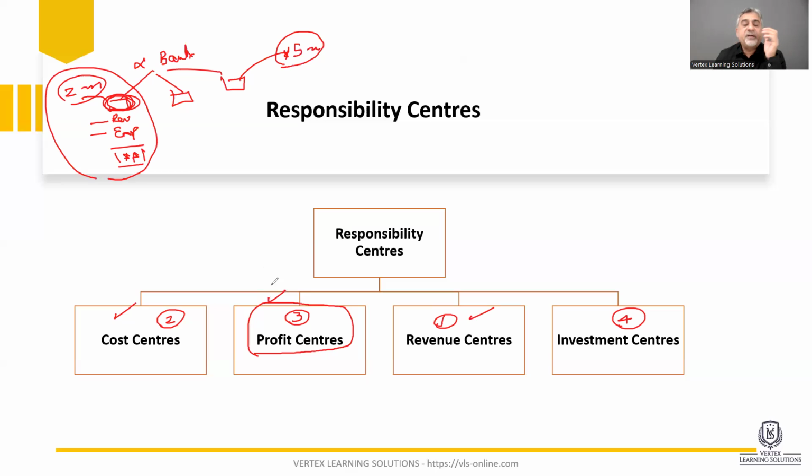So this branch becomes the profit center. Okay, so because it does have revenues, it does have expenses, and the sum total of revenues and expenses is profit. So you are a profit center.